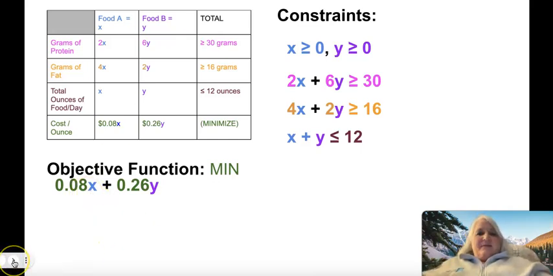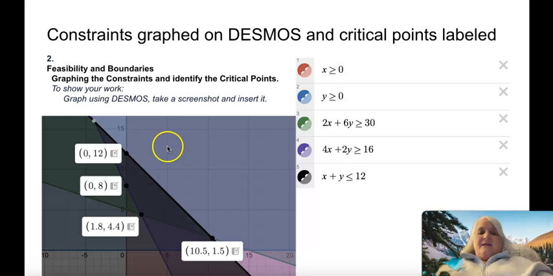Okay, so now that I have my constraints and my objective function, I don't use my objective function until the end, but it comes from the problem, so it's nice to write it at the beginning. And then I have my constraints, which I need to go on to Desmos and put it in, and then take screenshots of what I get. So I did that in the next screen. Constraints graphed on Desmos and critical points labeled.